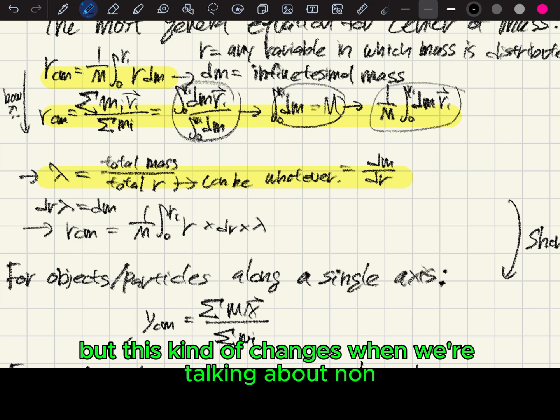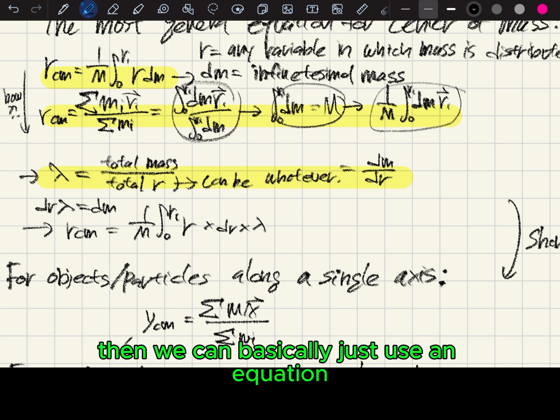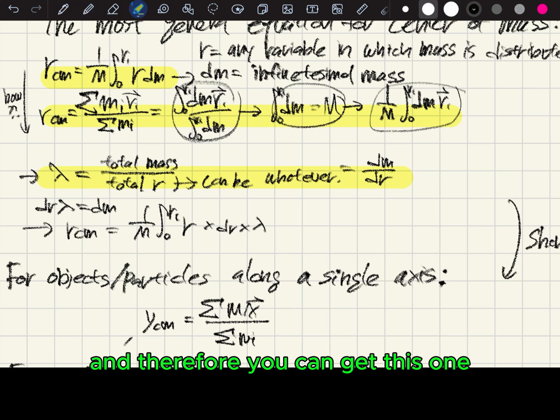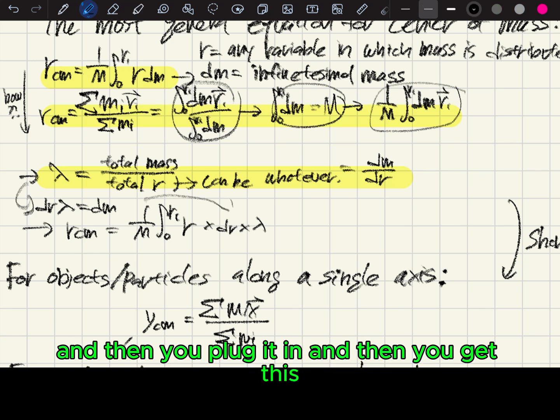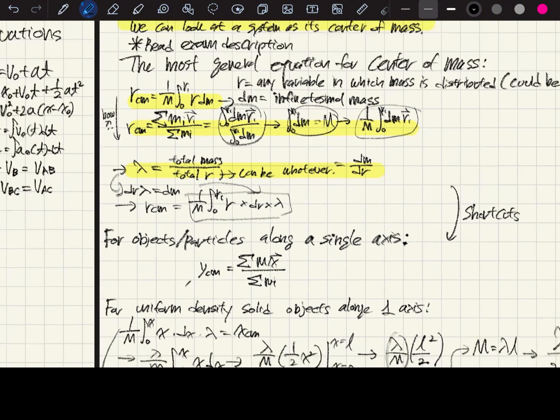But this changes when we're talking about non-uniform solid objects, where we can basically just use an equation. So it's basically the same thing. And therefore, you can get this one, and then you plug it in, and then you get this. And now you can integrate it because now everything is with respect to r.